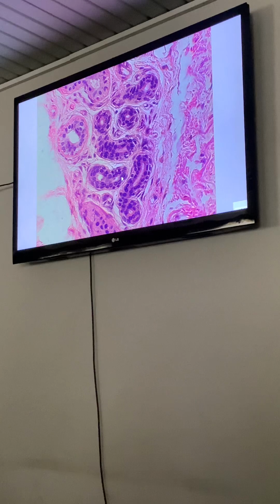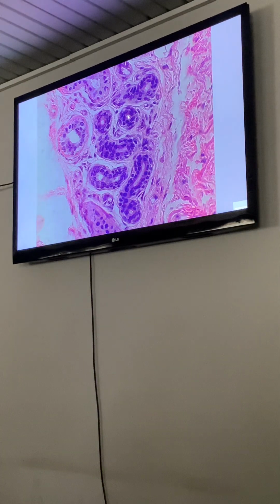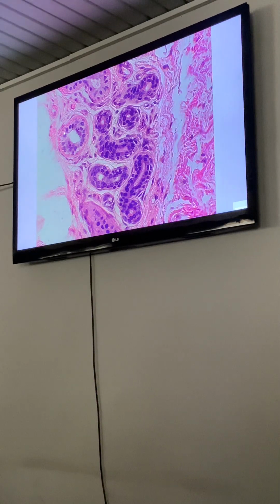We have two portions, lightly staining secretory portion and dark duct portion. Duct portion is lined with stratified cuboidal epithelium. We can see two layers of cuboidal cells. Duct portion, stratified cuboidal epithelium. And this is the secretory portion.